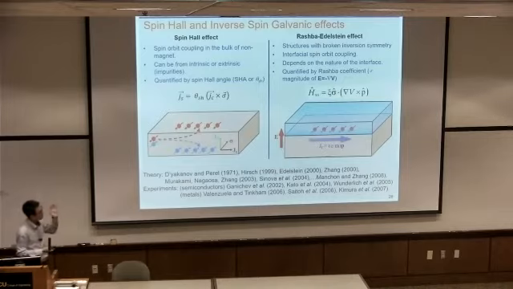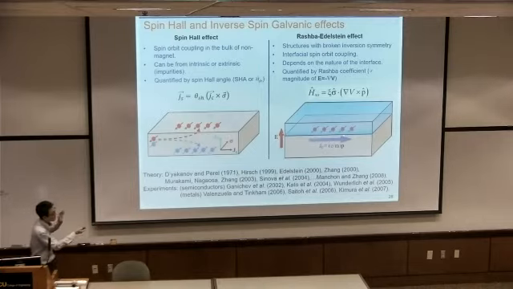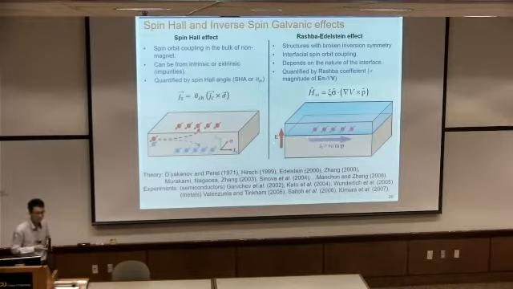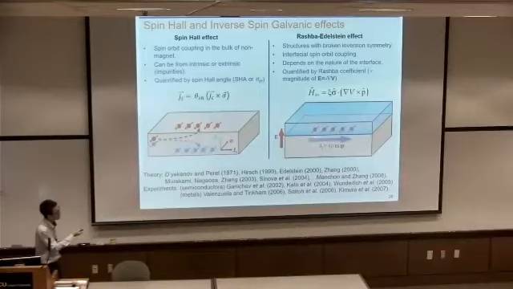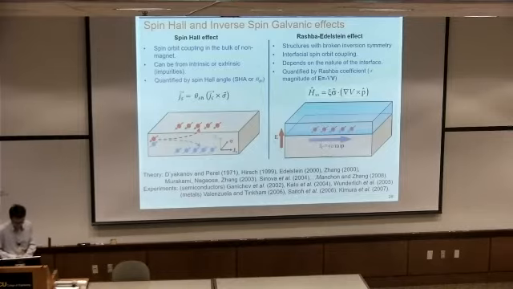The easy way to understand this is at the interface, once you have a semiconductor and a metal, you have an electric field due to the work function difference. Then the moving electron feels this electric field as if it were a magnetic field. So this effective magnetic field can give you basically the polarized spin accumulation. So that's a very simple way to understand this phenomenon.